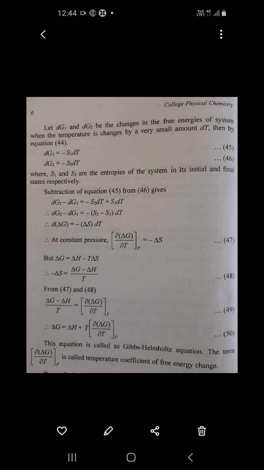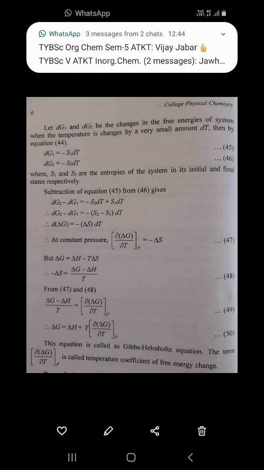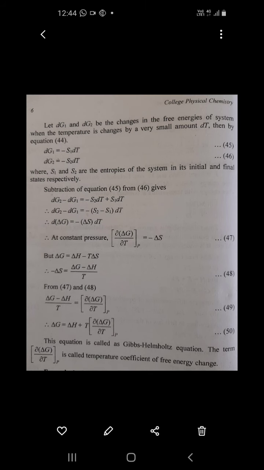At constant pressure, the partial derivative of delta G with respect to T at constant pressure P is equal to minus delta S, but delta G is equal to delta H minus T delta S. So, minus delta S is equal to (delta G minus delta H) upon T. So, this is equation number 48.